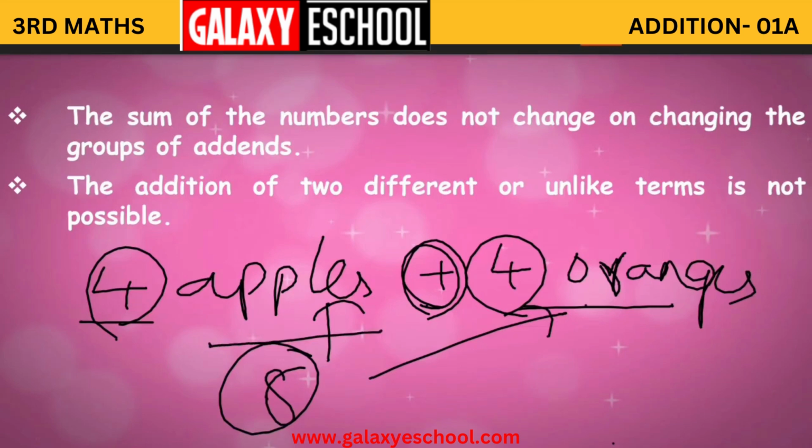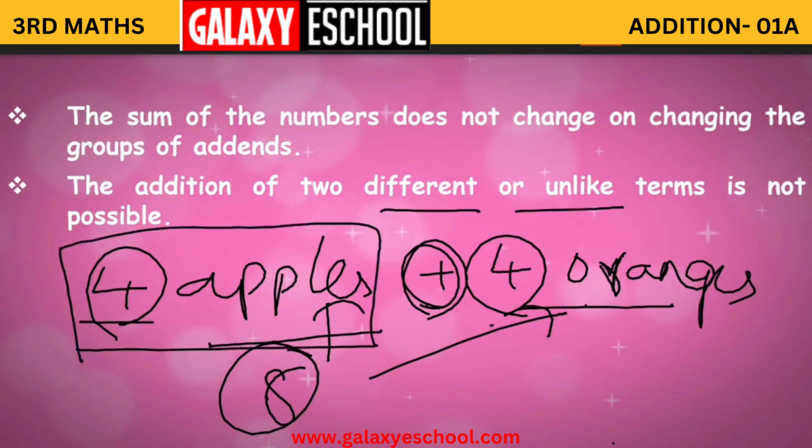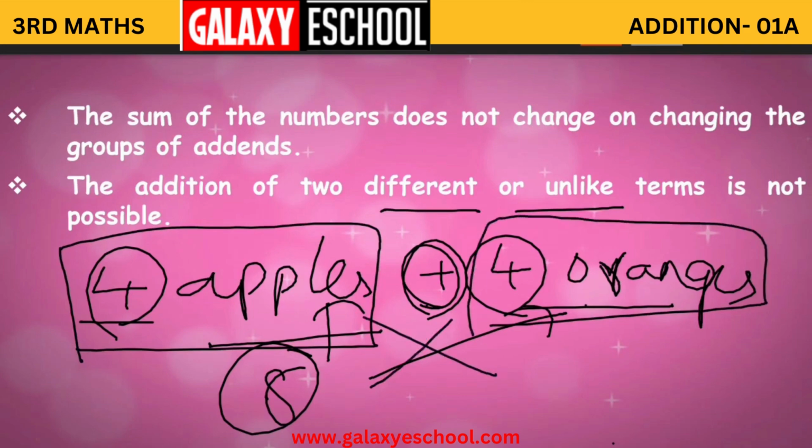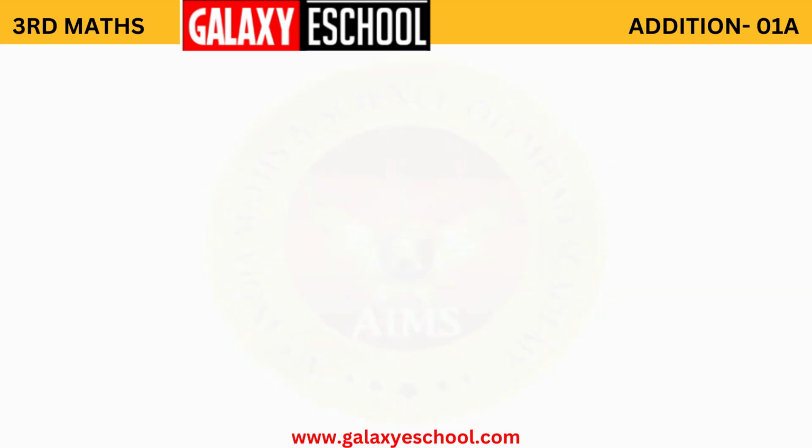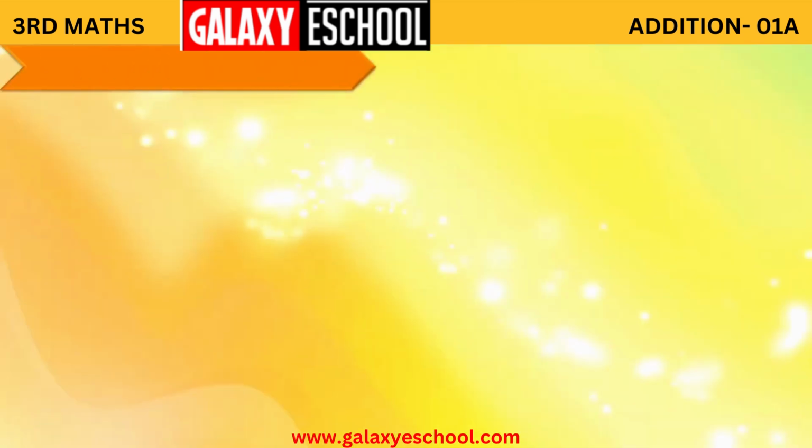Why? Because these are unlike or different terms. The 4 we had were apples and the other 4 are oranges. We cannot add apples and oranges together. Yes, children? So the addition of two different or unlike terms is not possible. These were the facts about addition.